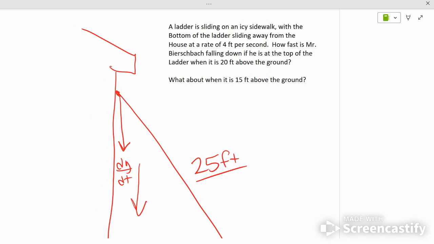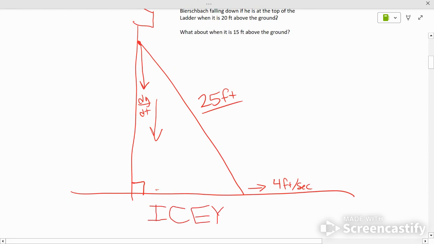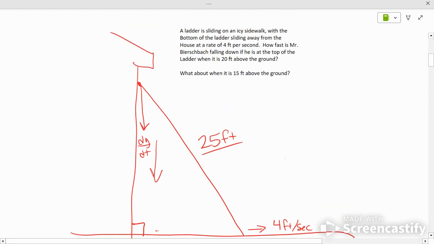Okay. Ladder on an icy sidewalk with the bottom of the ladder sliding away from the house at a rate of 4 feet per second. How fast is Mr. Bierschbach falling down if he's at the top of the ladder, which is when it's 20 feet above the ground? So this is like a super tall, super long 25-foot ladder. That's a big ladder, okay? So 20 foot up on a house is at the top of a second story. So if the ladder starts going away on the icy ground, how fast am I going down?